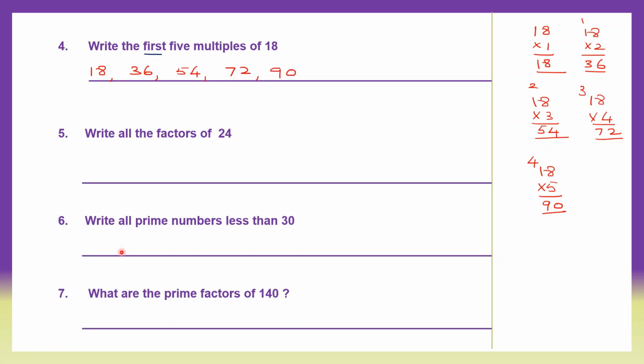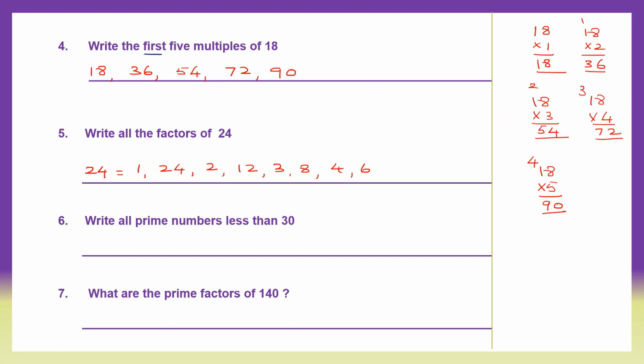Next question, write all the factors of 24. Factors of 24 are numbers that multiply to give us 24, isn't it? So 1 into 24 will give us 24. Then 2, yes, 2 12s are 24. What about 3? 3 8s are 24. 4, 4 6s are 24. Anything else? That's it. So these are the factors of 24.